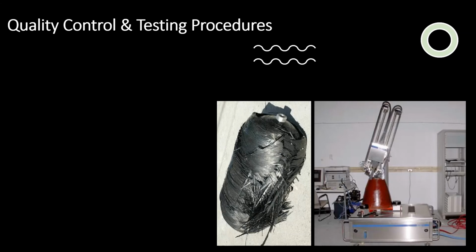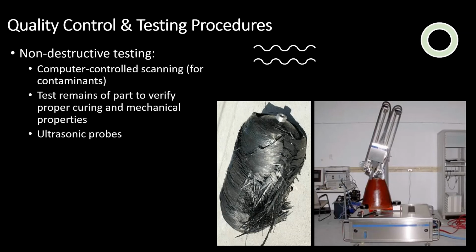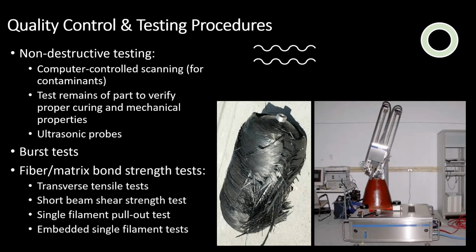Here are just a few tests that can be done as validation. Non-destructive testing includes computer-controlled scans, using ultrasonic probes, and testing part remains to verify proper curing and satisfactory mechanical properties. Other quality control measures are burst tests, which are destructive, and fiber matrix strength tests, which are listed. These can be used to test the interfacial and shear bond strengths between laminates.